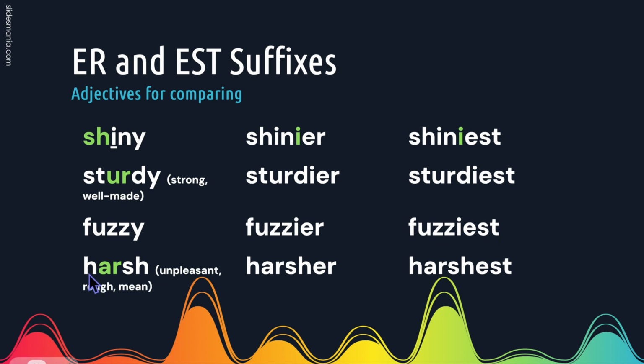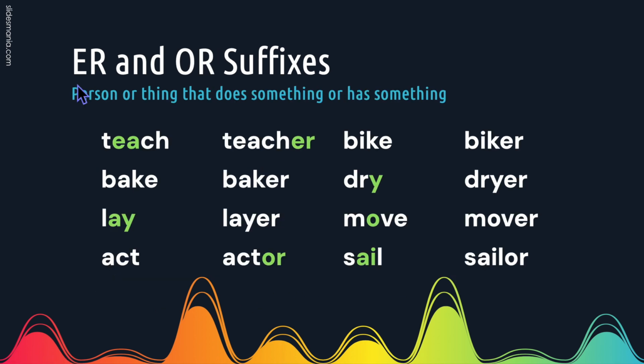AR says ar, harsh. Harsh means unpleasant, rough, or mean. Harsher, harshest. The suffixes er and or refer to a person or thing that does something or has something. For example, this word is teach because ea says e most of the time. So a teacher is somebody who teaches. Here we have bike, and a biker is somebody who has a bike.